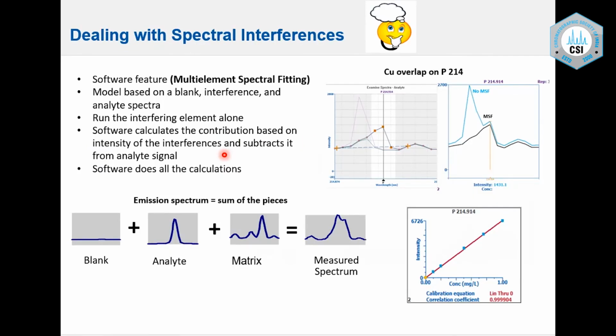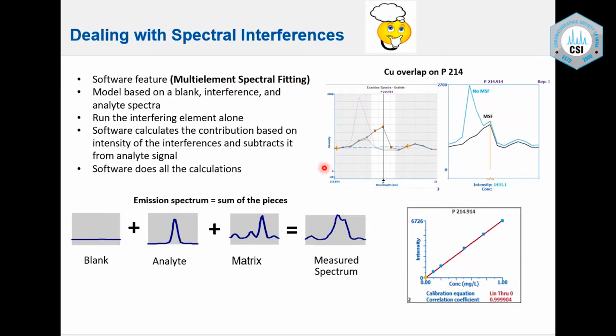I told you about spectral interference. What is spectral interference? Because multiple wavelengths come into the optics, one element can interfere with another. This is the example of phosphorus, which is interfered with by copper. If you are measuring phosphorus, because of this interference you may get a false value. This can be corrected by a spectral correction technique like MSF, multi-element spectral fitting.